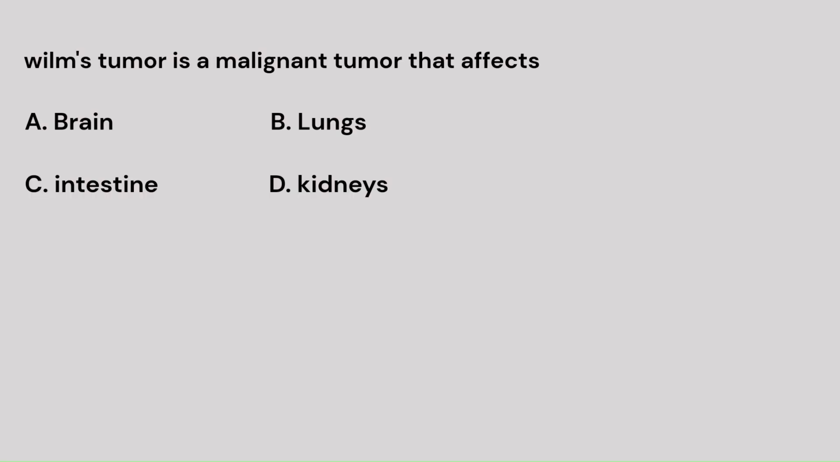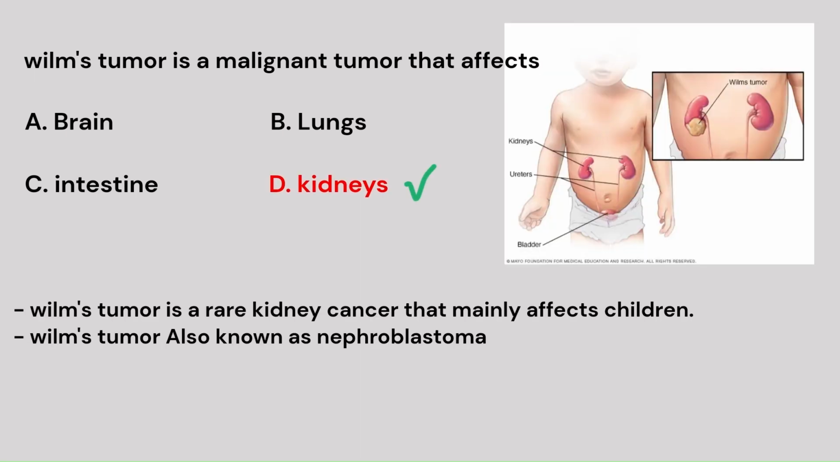Next question. Wilms tumor is a malignant tumor that affects option A, brain. Option B, lungs. Option C, intestine. Option D, kidneys. The correct answer is option D, kidneys. Wilms tumor is a rare kidney cancer that mainly affects children. It is also known as nephroblastoma.